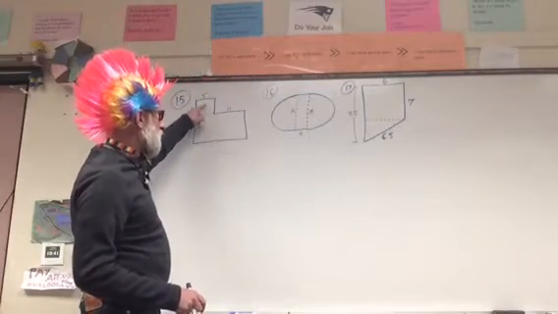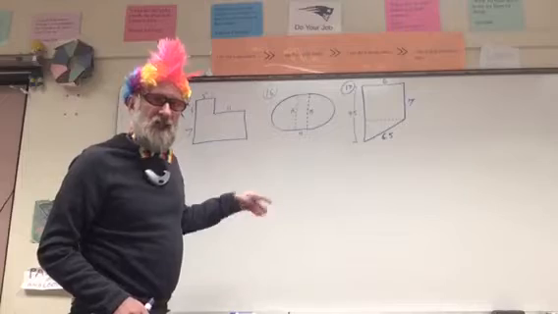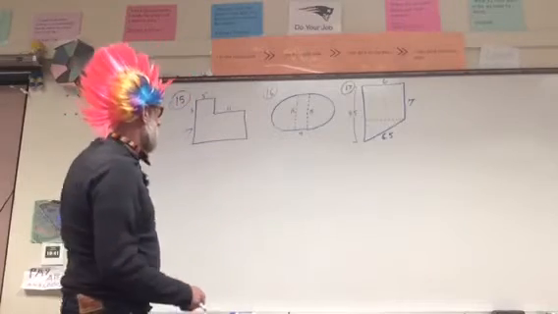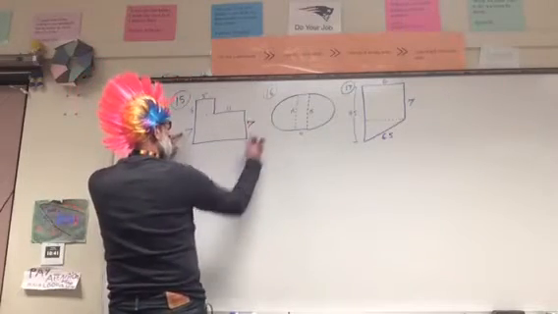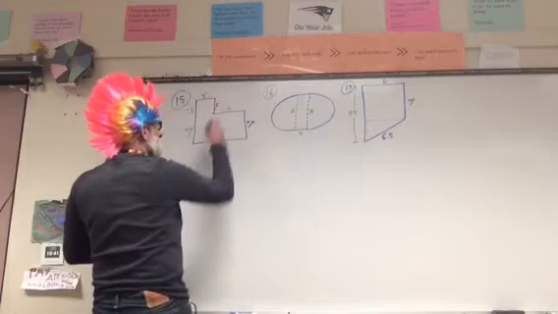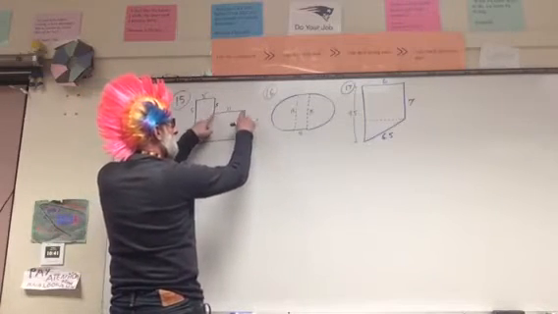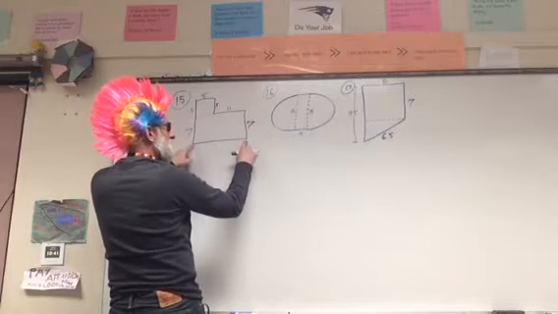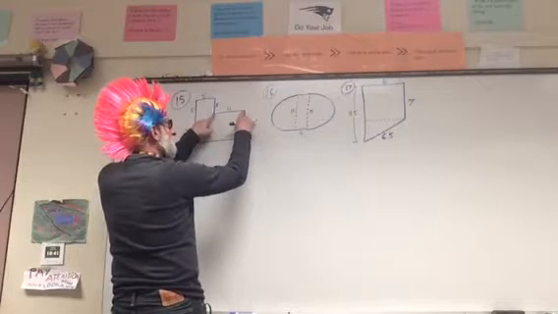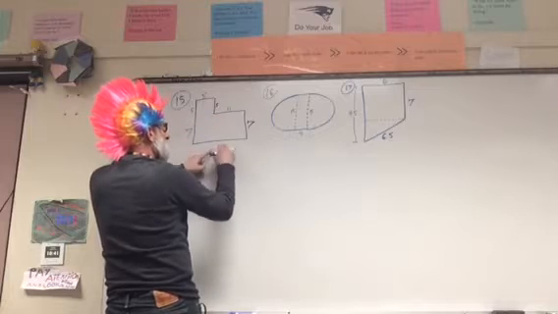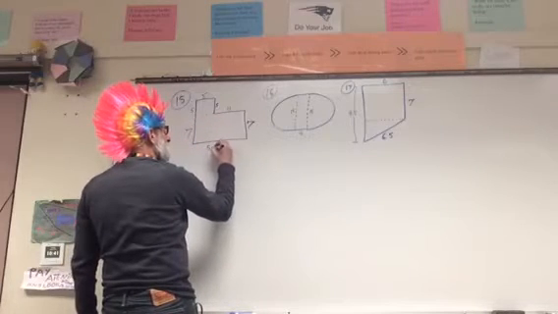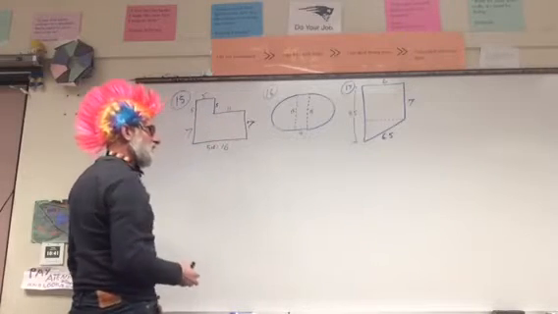Number 15 has a square and a rectangle. But the trick is, they're not giving you all the dimensions. If this side's 7, this side has to be 7. If that side's 5, that side has to be 5. But what the heck is this side? Well, this piece and this piece would be the same as this piece. So I got to take this 11, I got to take this 5, add them together, 5 plus 11, that gives me a side of 16.